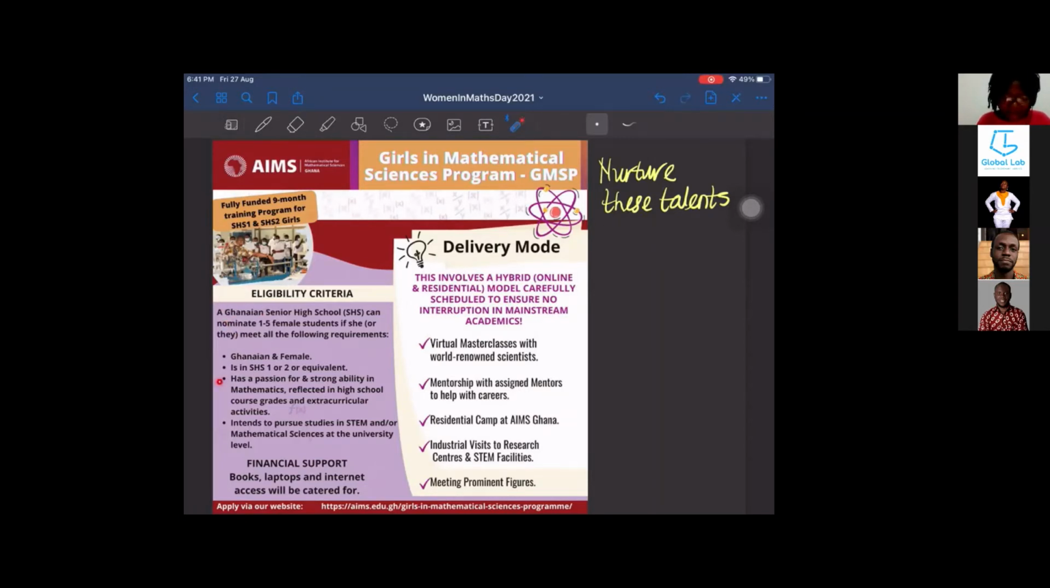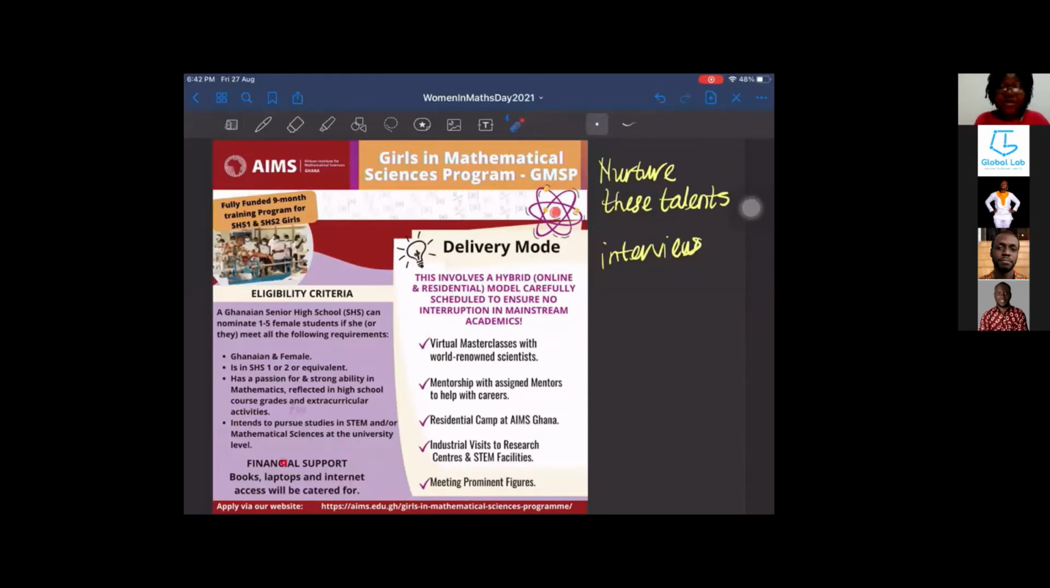And they should have a passion for mathematics, which will be reflected in our selection. We go through interviews. So selection involves interviews with a panel, and that's how we find out whether they are passionate about maths or not. But there should be girls who are interested in pursuing careers in STEM-related fields. And this program is fully funded.